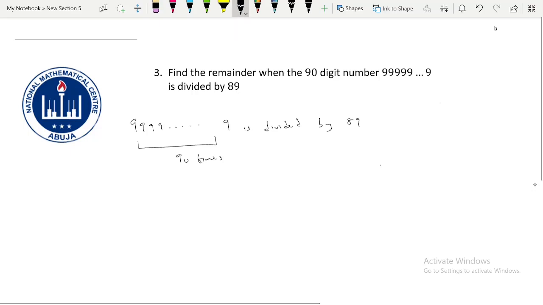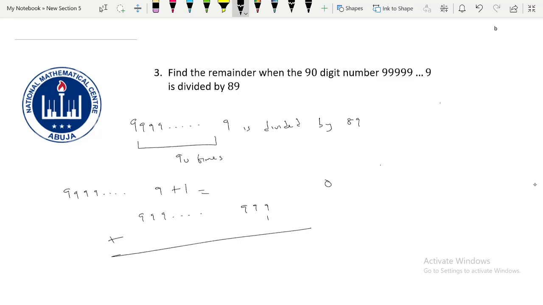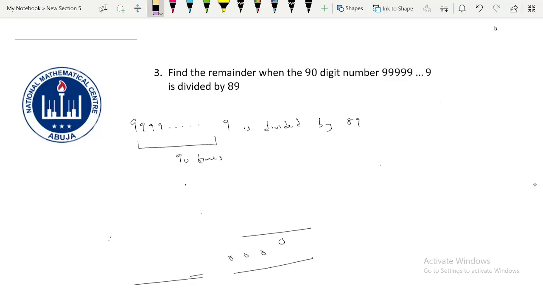So I want to look at this 99999. Assuming I added 1 to this, it becomes 0, I carry 1, it becomes 0, carry that 1, 0, 0, 0, 0, all the way to the last digit, and it becomes 10 followed by zeros. So this becomes a multiple of 10 if I add 1. That's something you want to look at. Not just any multiple of 10, this is actually a power of 10.